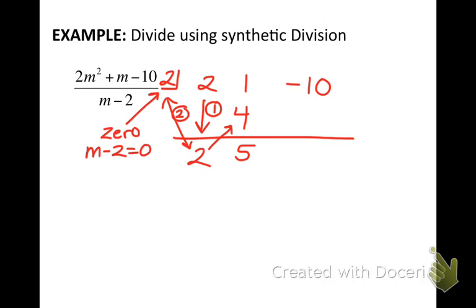Now I'm going to do the same thing like I did here, but with the 5. So now I'm going to do 2 times 5, which is 10. I'm going to put that up there. And now I'm going to add, which gets me 0.